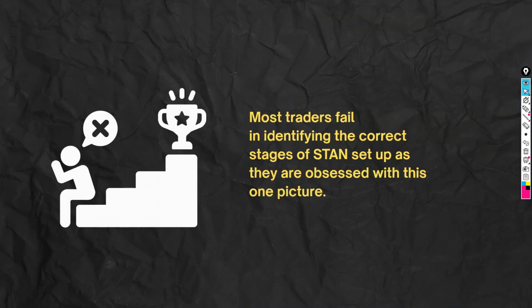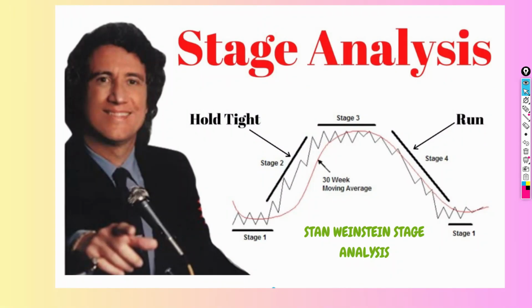So most traders fail in identifying the current stage of a Stan setup, as they are obsessed with one picture that is found on the internet quite frequently. What is that picture? This is it. Whenever you search for any stage analysis by Stan Weinstein, you will immediately get these pictures. What is wrong with this picture? There is nothing wrong with this picture, but it is the interpretation of the viewers or the readers that is becoming wrong.